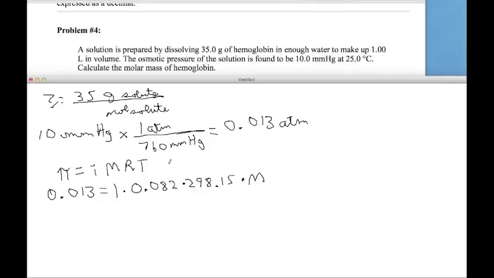And then we can take this number of moles per 1 liter and multiply it by 1 liter, so we get the same thing. And then take this number and divide 35 grams by it. I get 63,069 grams of solute per mole of solute.